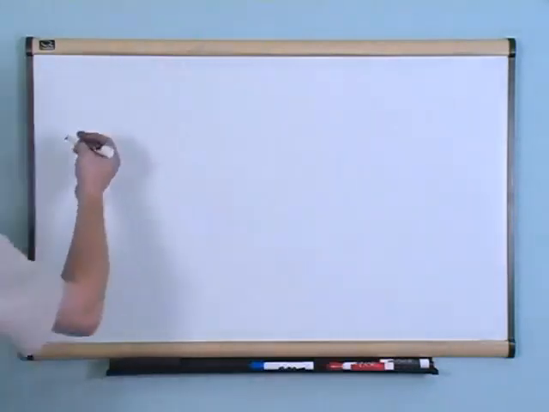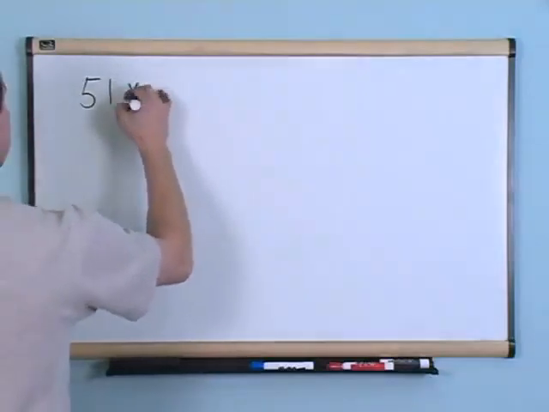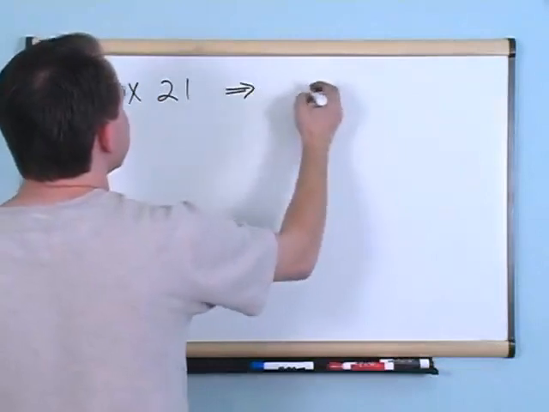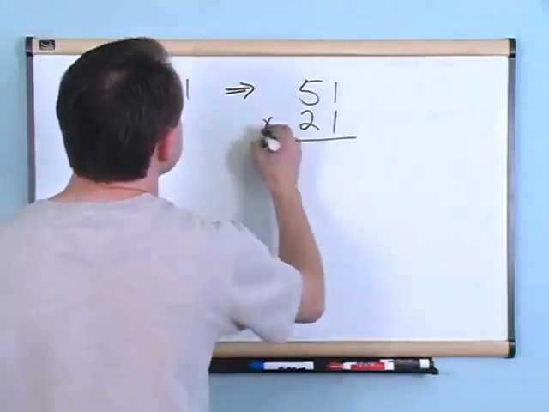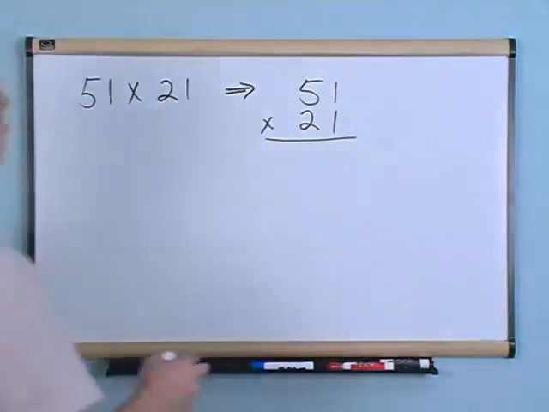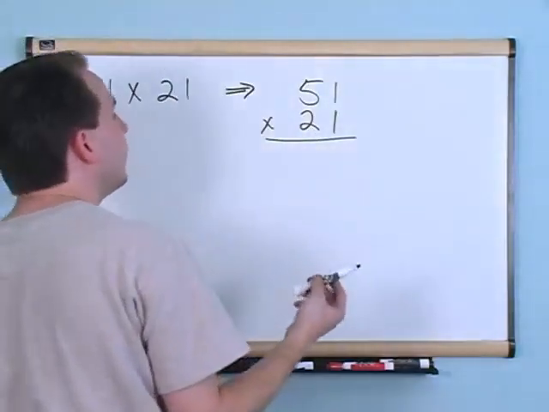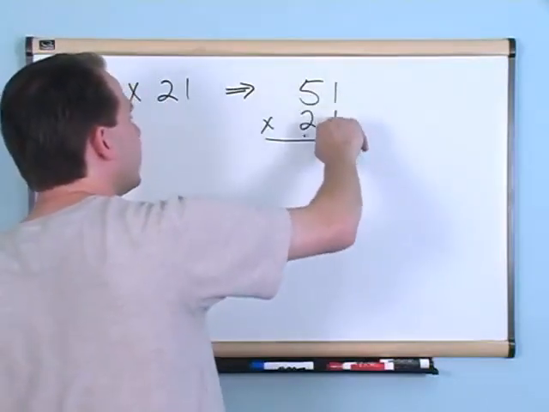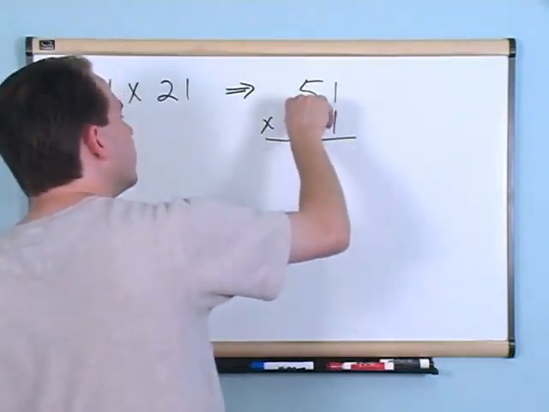Okay, now let's go for something a little bit more challenging. Let's say you have 51 times 21. Okay? So let's go ahead and write the bigger number on the top, 51, and we'll write 21 on the bottom, like this. Okay? Now, the only difference between this problem and the last is that this number on the bottom is 2 digits long. Okay? So what you're going to do is you're going to start by multiplying these numbers here, just like before, and then after that you're going to multiply these numbers. Okay? So let's go ahead and do that.